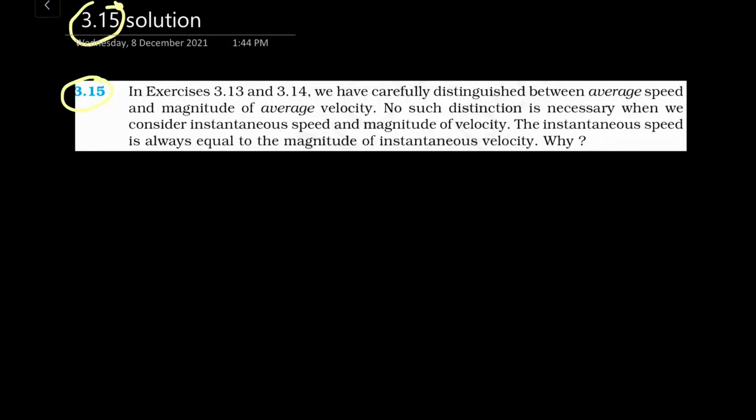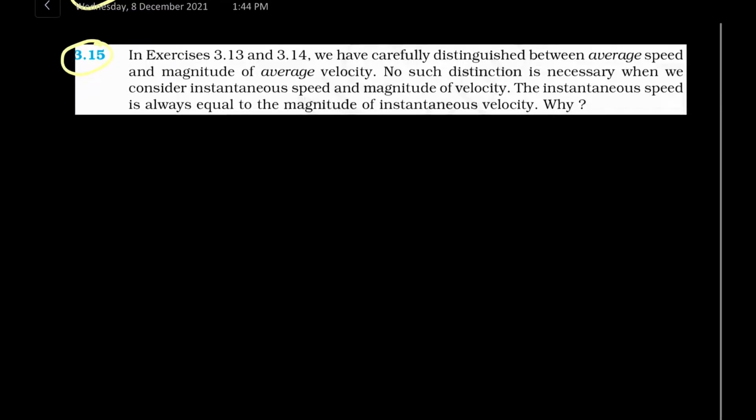In this problem, we are given that in exercises 3.13 and 3.14, the two previous problems we have already solved, we have carefully distinguished between average speed and the magnitude of average velocity. No such distinction is necessary when we consider instantaneous speed and magnitude of velocity. The instantaneous speed is always equal to the magnitude of instantaneous velocity. Now we are asked to explain why.